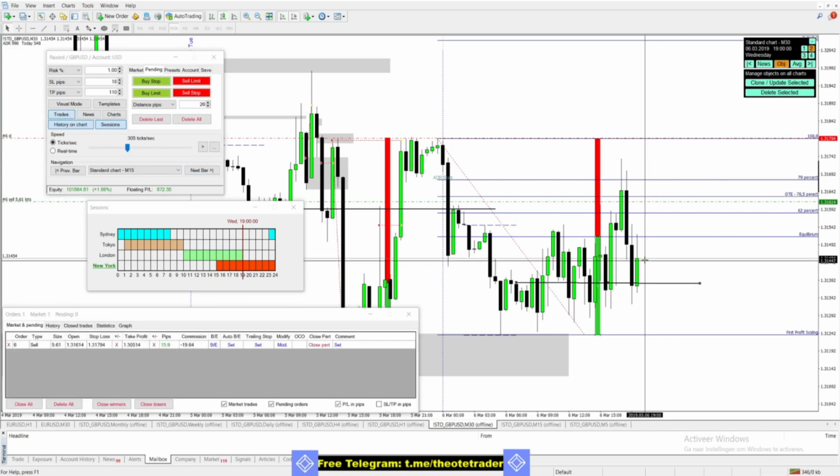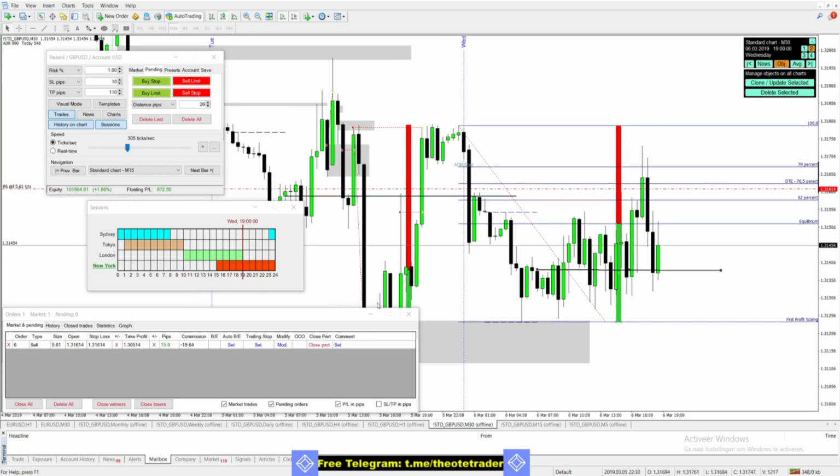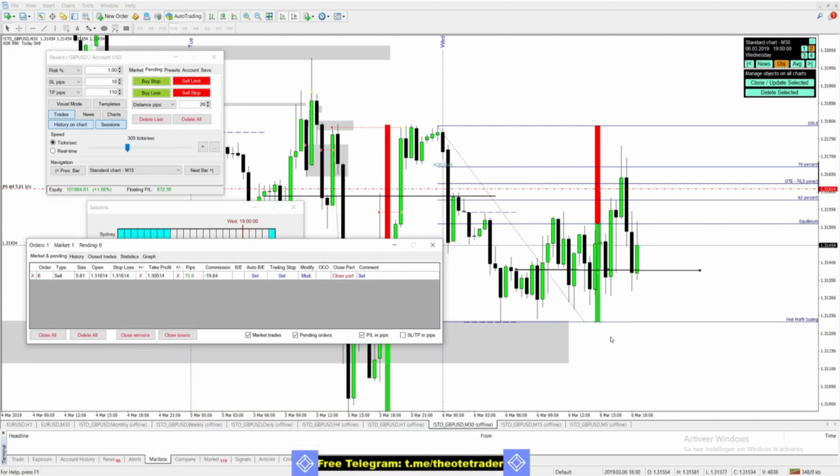We're up, or we were up 13, 20, almost 30 pips, right? So let's go break even. And we want to hold our trade for these lows. So let's see what happens. If it stops us out break even, then it's fine.